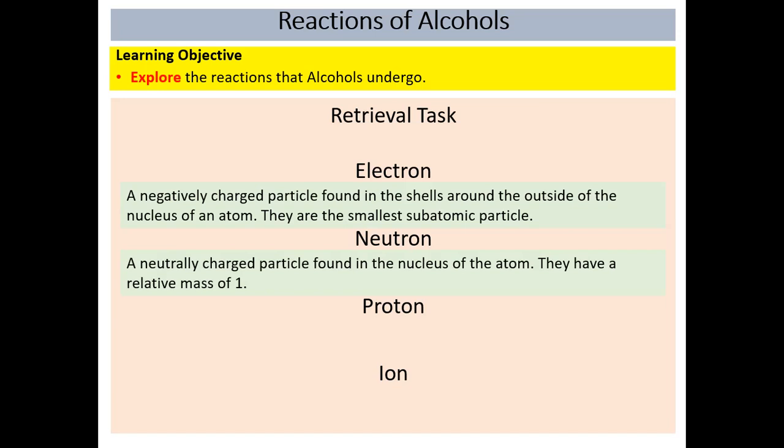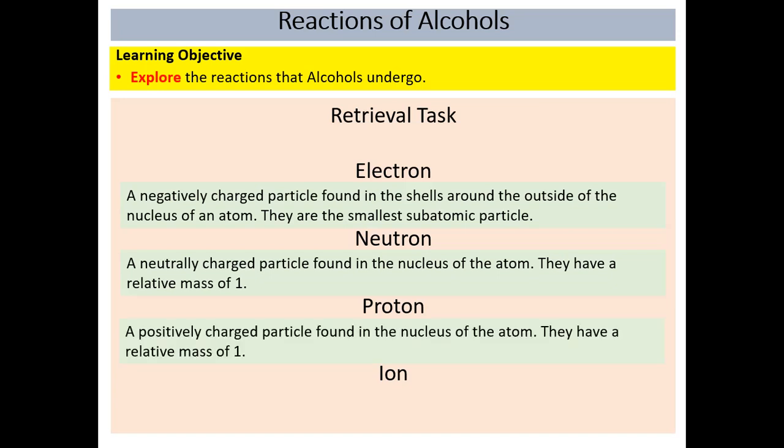Again, these are found in the atom, but they are in the nucleus, and they have a relative mass of 1. So the mass isn't 1 gram, it is just 1 in comparison to everything else. So proton, a nice easy way of remembering it, P for proton, P for positive. They're a positively charged particle found in the nucleus, and again, they have a relative mass of 1, which means they are roughly the same size as a neutron, whereas the electron is much, much smaller.